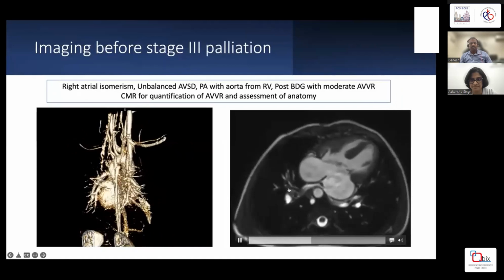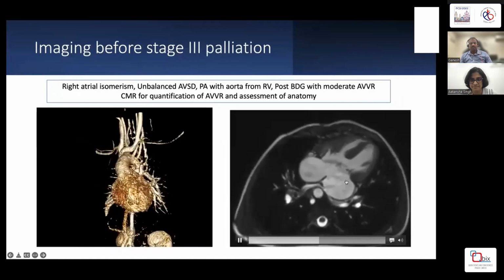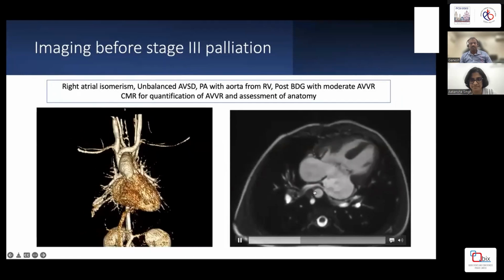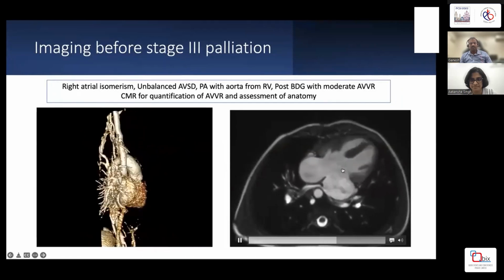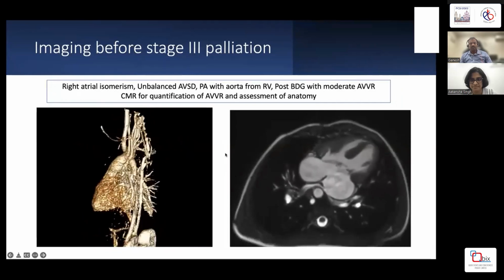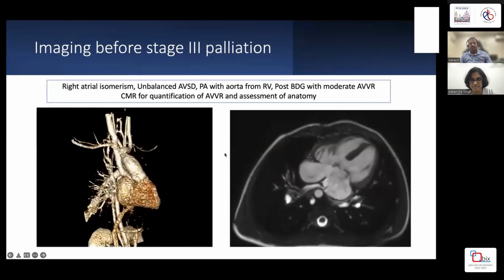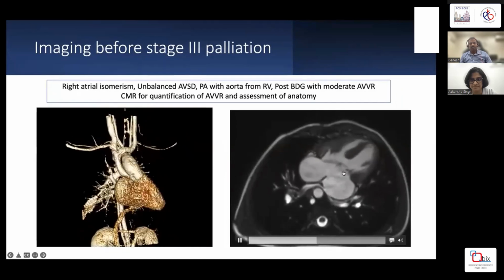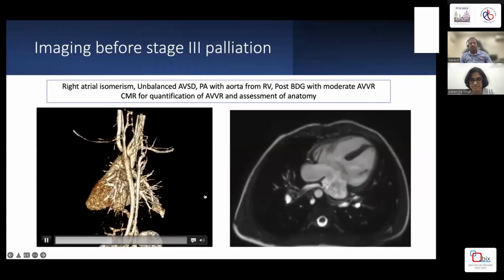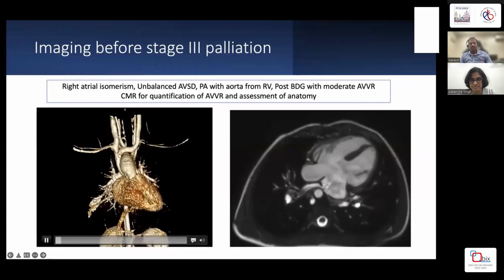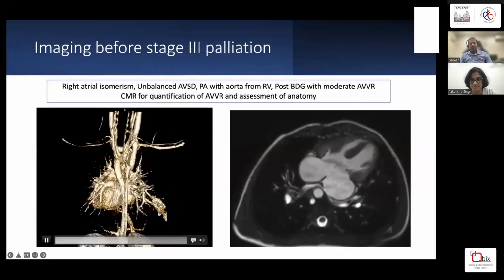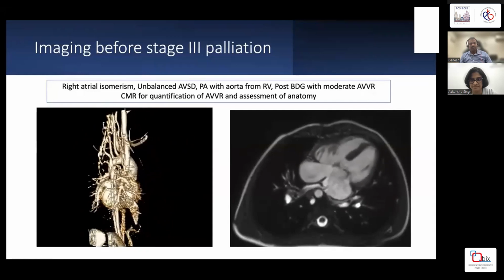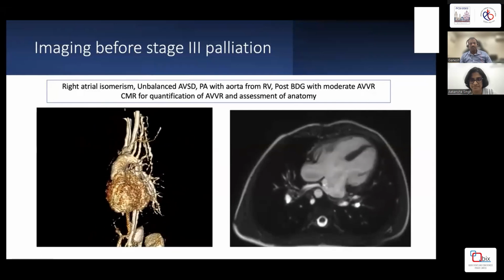Another example: this patient had right atrial isomerism, unbalanced AVSD, and pulmonary atresia, aorta coming off the right ventricle, and moderate AV valve regurgitation on echocardiogram. MRI was performed for quantification of the valve regurgitation and anatomy. The AV valve regurgitation fraction was 38%, which is moderate to severe, and hence the valve was repaired at the time of Fontan. And the MRI also showed pulmonary AV malformations in the right lower lobe, which explain the patient's low saturation after the Fontan.